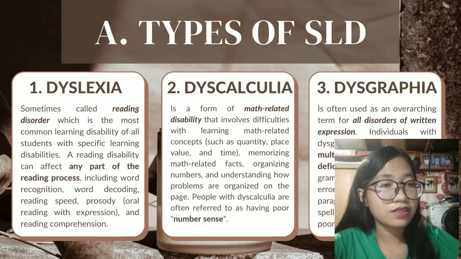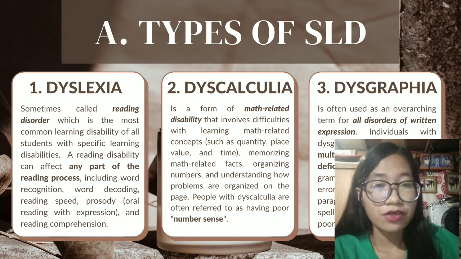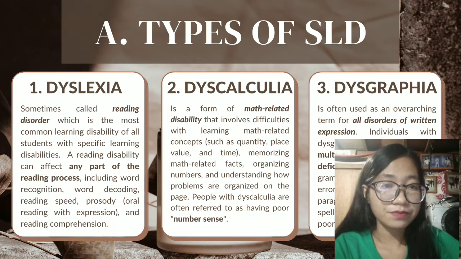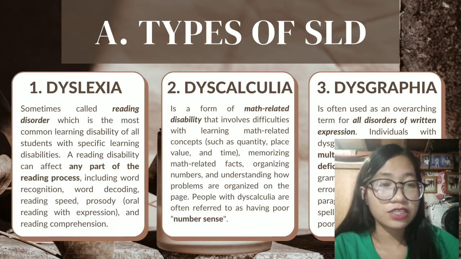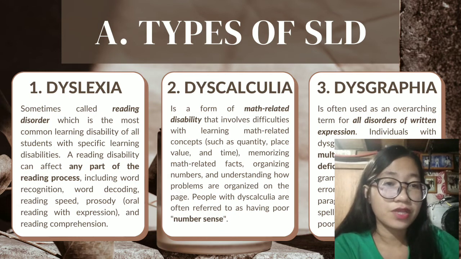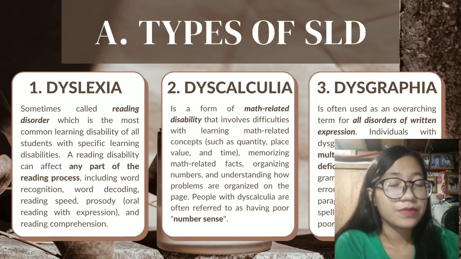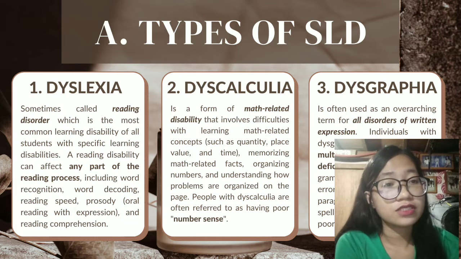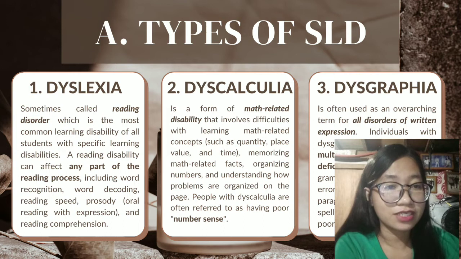So we have the 3 types of SLD. First is dyslexia, second is dyscalculia, third is dysgraphia. So first, dyslexia is sometimes called the reading disorder, which is the most common learning disability of all students with specific learning disabilities. Dyslexia is the most common learning disability under the category of specific learning disabilities.